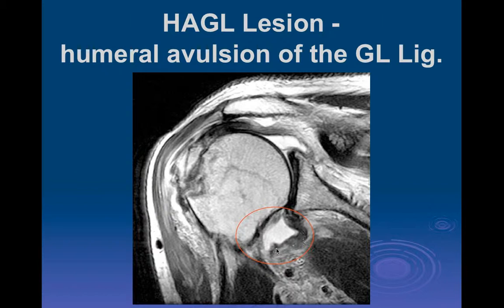Oh. What's a HAGL lesion? Humeral avulsion of the glenohumeral ligament. Oh my goodness, okay. Never saw one of those. So, a HAGL lesion is where you have generally a dislocation of the shoulder. Here's the inferior glenohumeral ligament. It comes around and it should attach to the humerus in this location, and it's been torn here. This one is chronic because you can see it's a very thickened capsule there, very abnormally thickened capsule. So this is really a chronic HAGL lesion.